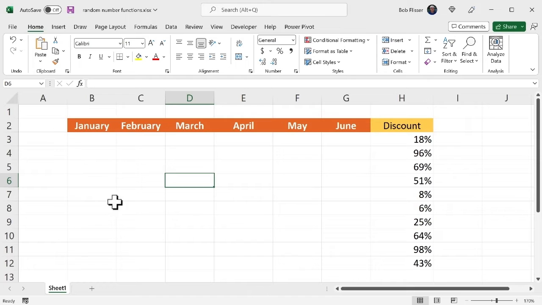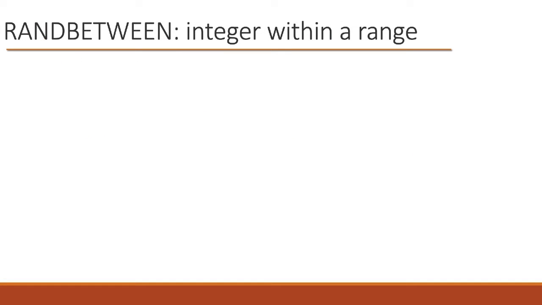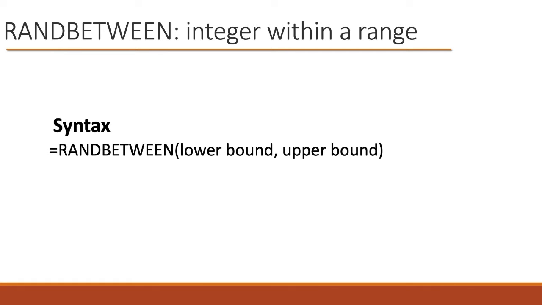What I want to do is, let's say down the January column, I want to put not a decimal, I want to put an integer, and I also want to specify the range of what those integers will be. Let's look at the next function. This is where we use the RANDBETWEEN function. And the syntax, we say equals RANDBETWEEN, and then we have two arguments. What's the lowest number that you want to get, and what's the highest number that you want to get.